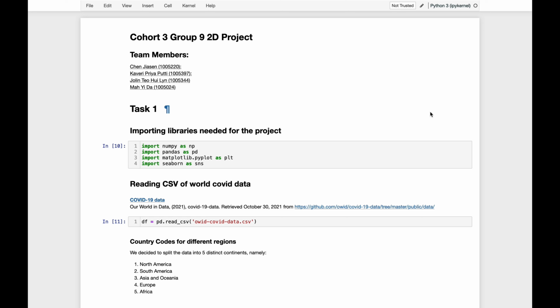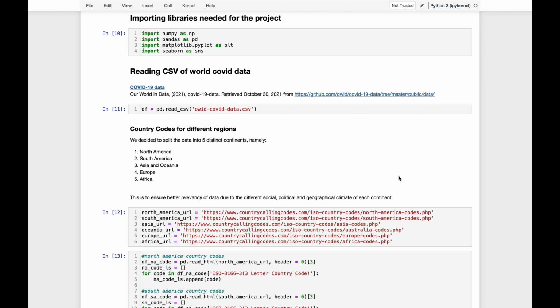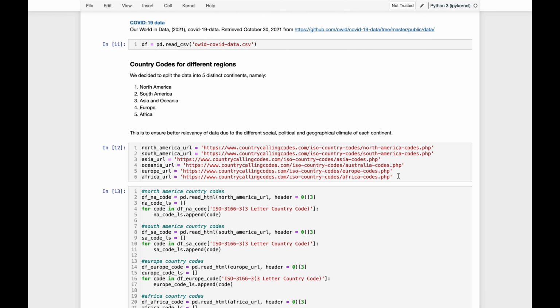So for our first task, we needed to predict the death rates for the different countries due to COVID-19. So importing the libraries we need for the project, we also need to read the CSV for the whole COVID-19 data. We decided to split the data into the 5 different distinct continents.